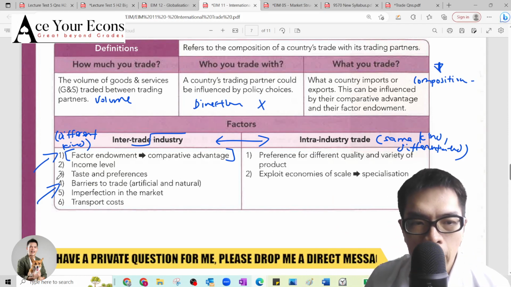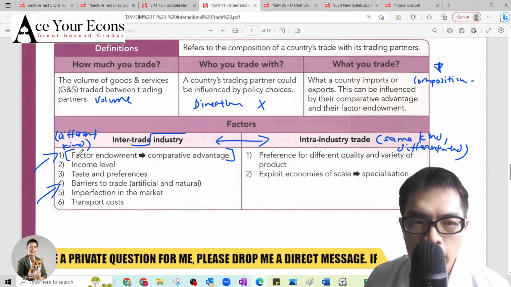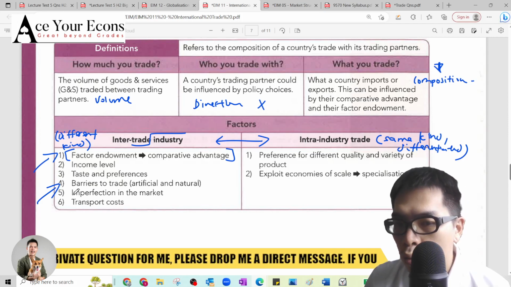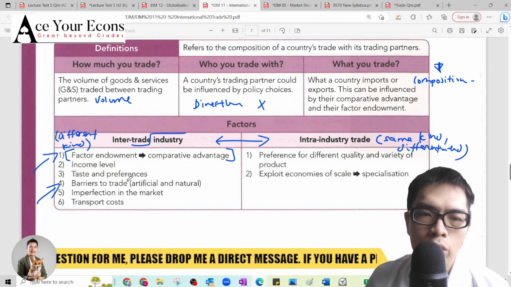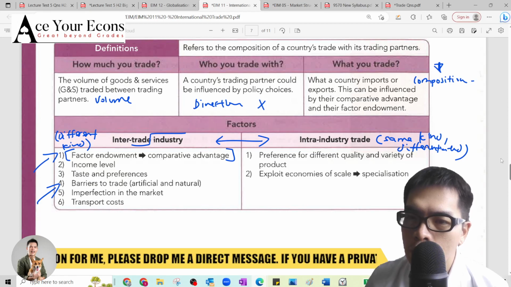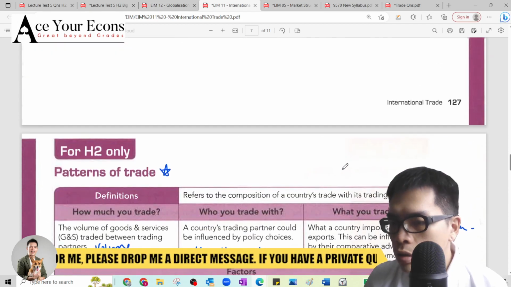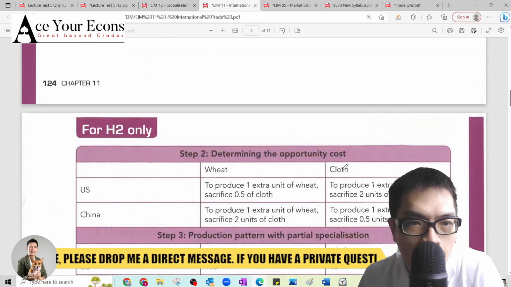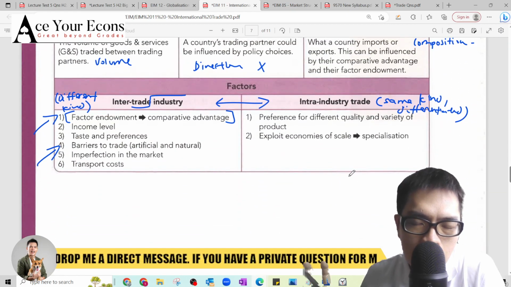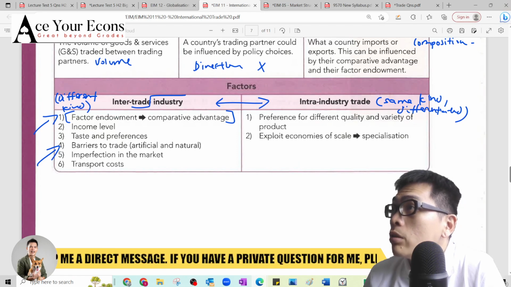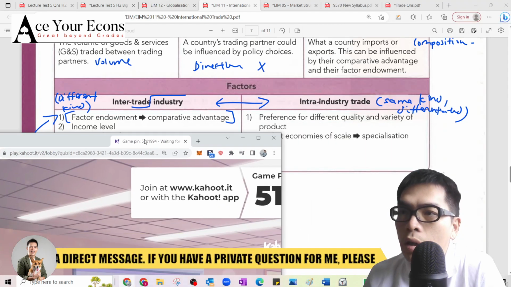So pay attention to Fitbit, especially factor endowment and barriers to trade. This will change the pattern of inter-industry trade. So with this, I have come to the end of the thorough recap. I want to start a quiz. So everyone, please join me in the quiz.